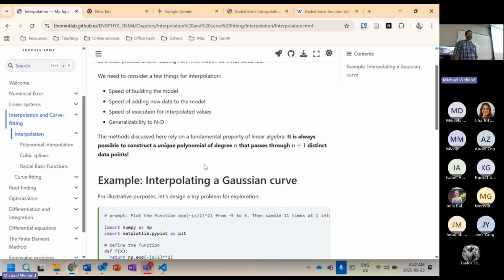What we're going to talk about today relies on the fundamental property of linear systems. It's always possible to construct an nth degree polynomial that passes through n plus 1 data points, right? So a first degree polynomial is a line. A line passes through 2 data points, right? If you have 10 data points, then you need at most x^9, right? Constant times x^9 plus something else x^8, blah, blah, blah. Generally speaking, that's a terrible idea. You're going to see why.